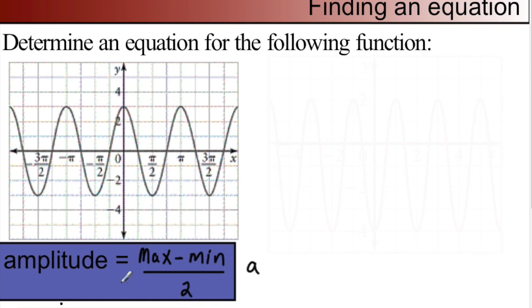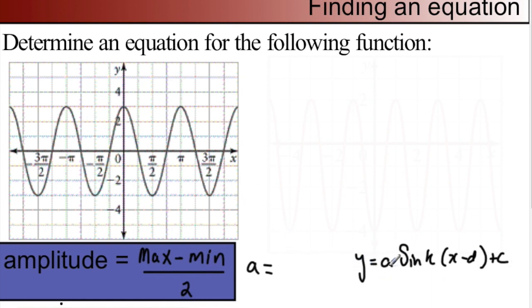I always start with finding the amplitude, and over here I will just do these calculations. Okay, so my goal here is to write an equation like this: A, and then sine or cosine of k times x minus d, plus c.